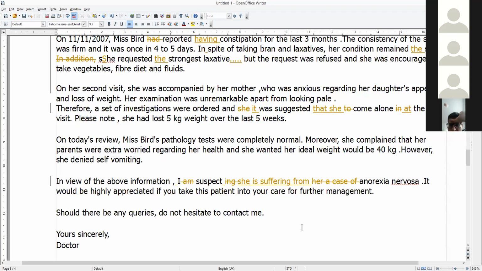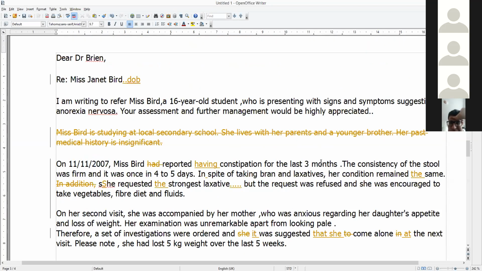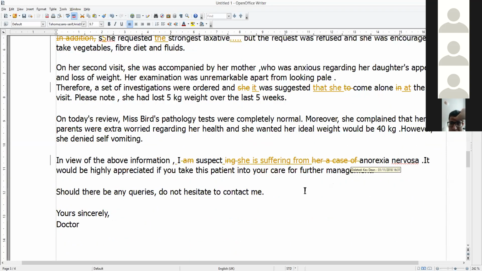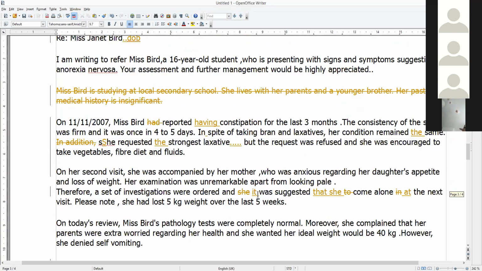It would be highly appreciated. All this appreciation. They're not doing you a personal favor, you know? They're doing their job. You don't have to highly appreciate it. You just ask them to do something and they will do it. And management. Okay. That's not so bad.